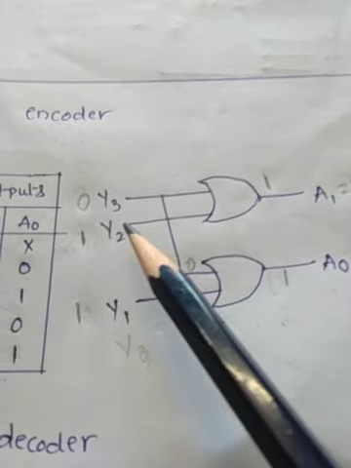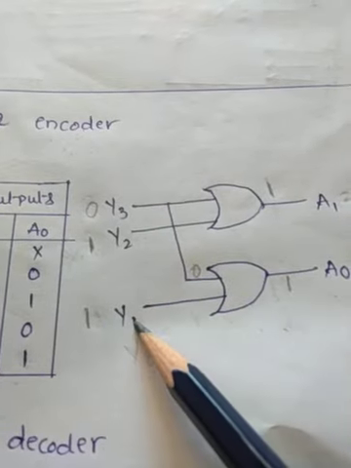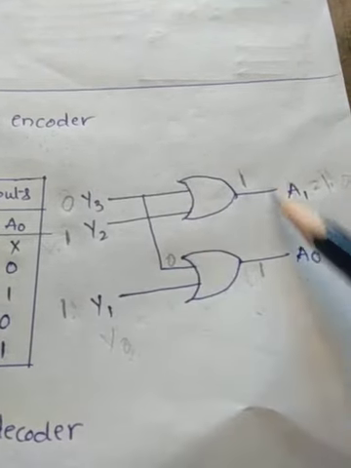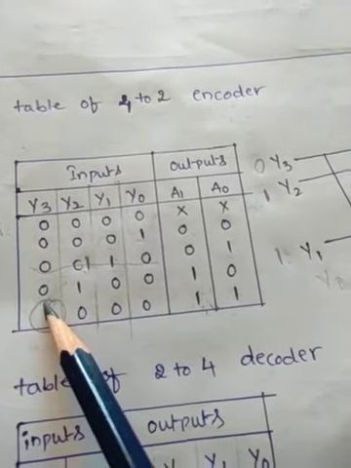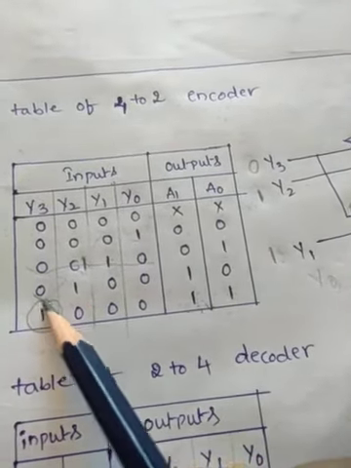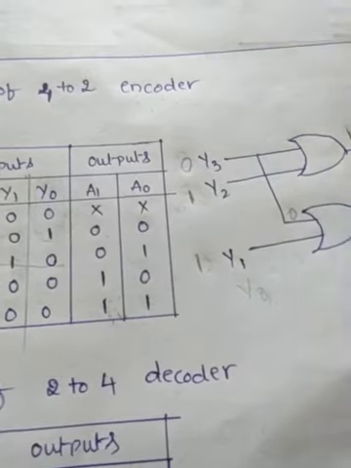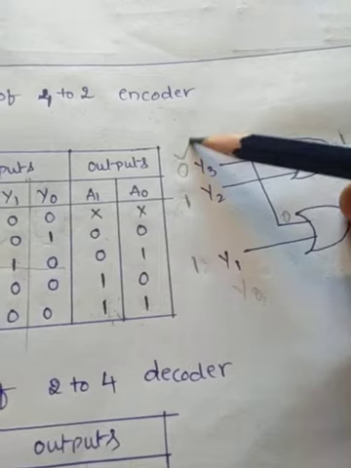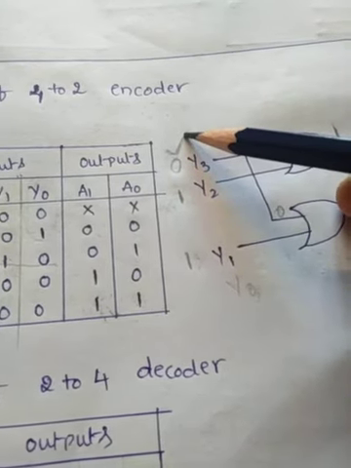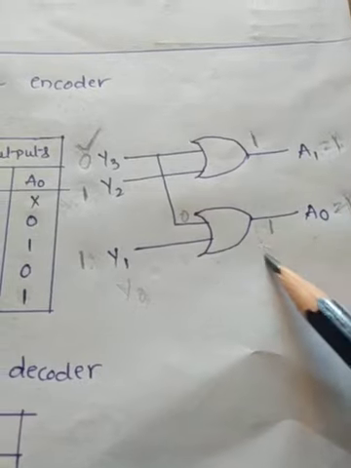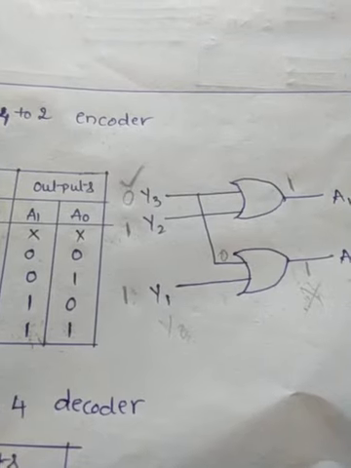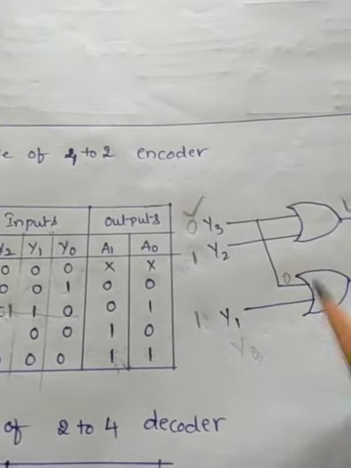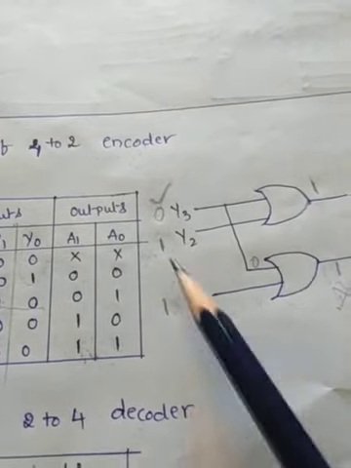That is, if y2 is equal to 1 and y1 is also equal to 1, then the encoder produces the binary code 1 1, but this 1 1 corresponds to y3. That is, y3 is enabled, but actually y3 is low at the input lines. So here the encoder produces an incorrect output. So the encoder will produce an incorrect output if more than one input is active high.